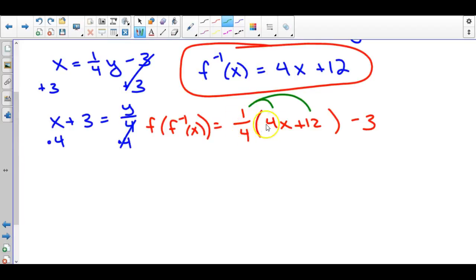So I have 1/4 times 4x, which is x. A fourth of 12 is the same thing as 12 divided by 4, which is 3. And then I'm going to bring down this minus 3. Same thing as before, I have my positive 3 and my negative 3, which will cancel, and I will be left with x. So that's what we wanted, for my composition to come out as just x, which means that my functions cancel each other out.